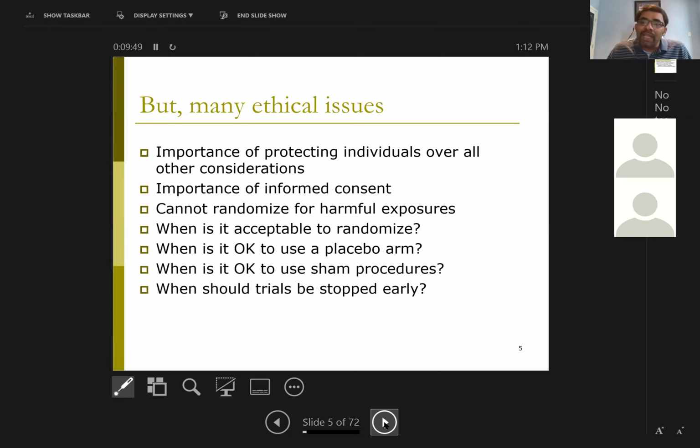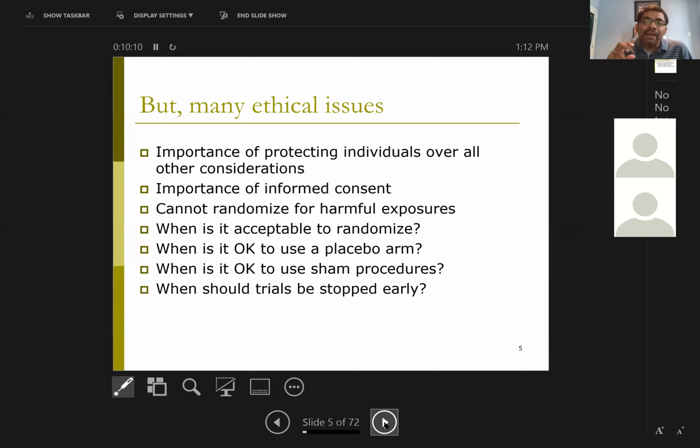But for harmful exposures, it's very, very hard to even think of a randomized control trial. And many exposures are harmful, right? Whether it's tobacco smoking, or diet, or physical activity, sexual behavior, you can't really randomize people to any of those. But sometimes people can be randomized even in those situations.